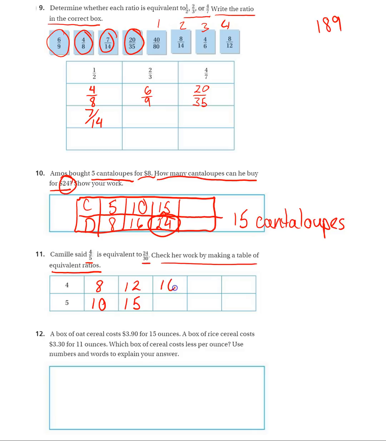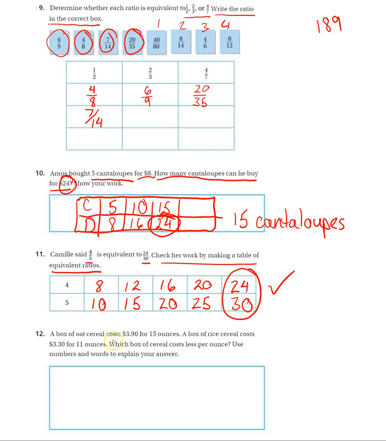Another 4 on top, 16. Another 5 on the bottom, 20. Another 4 on the top is 20. Another 5 on the bottom is 25. Another 4 on the top is 24. And 30 on the bottom. So this checks out. She was correct.